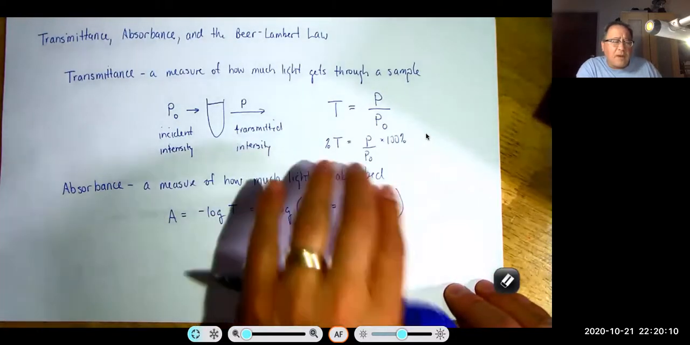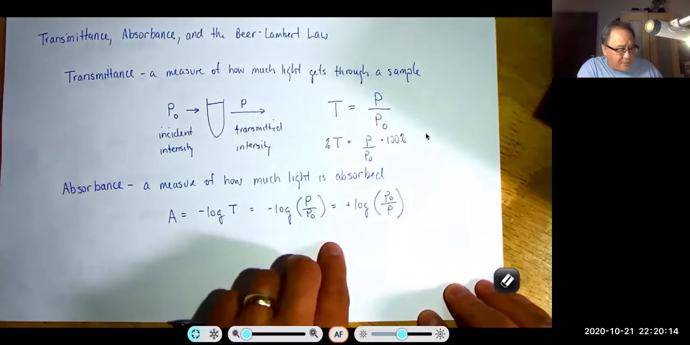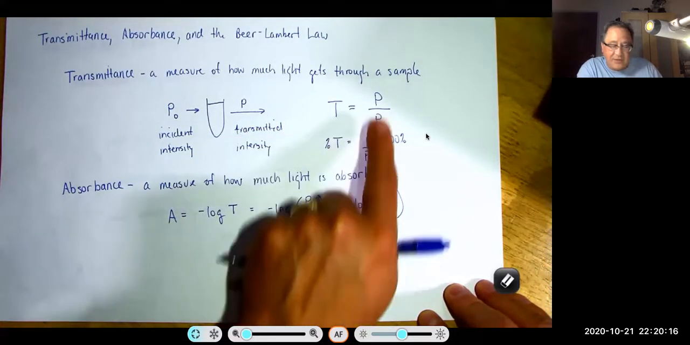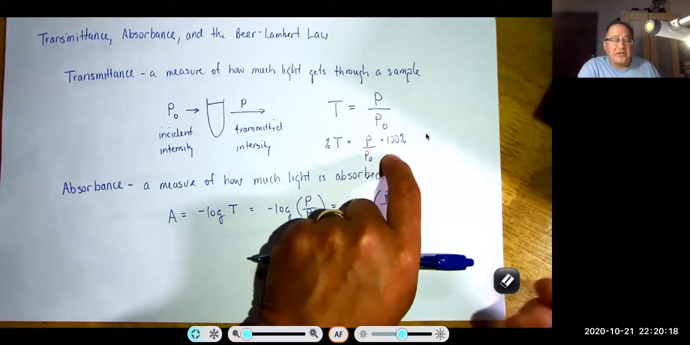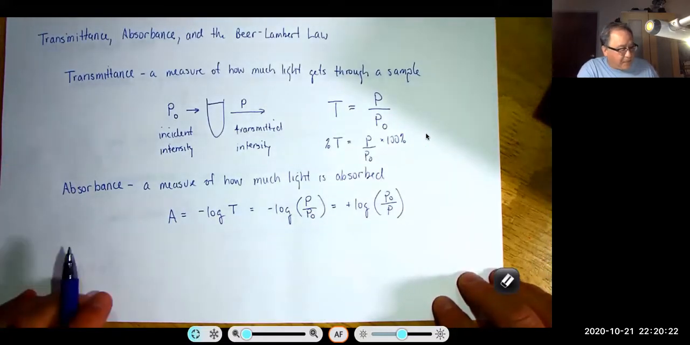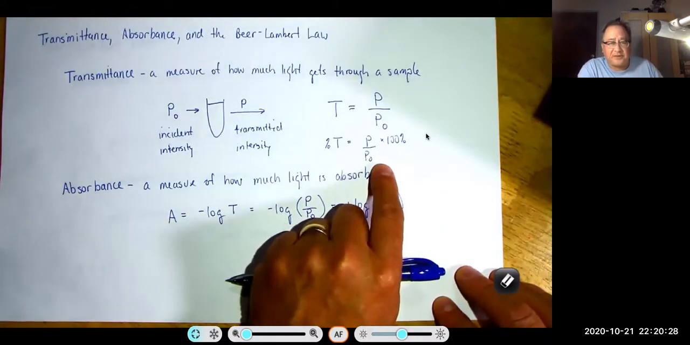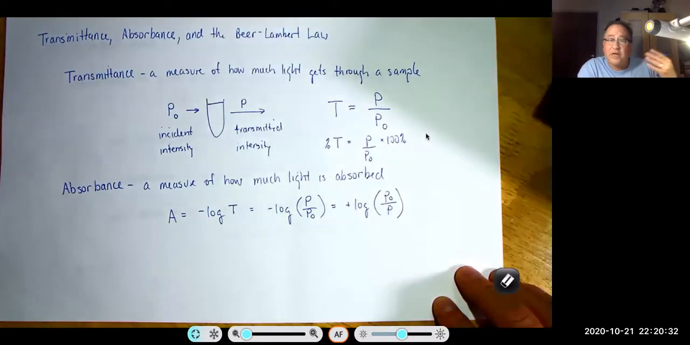People talk more about percent transmittance than they do transmittance. So to get percent transmittance, you take the transmittance and multiply by 100%, just like you do for any other thing to get percent. That means transmittance will range from 0% transmittance to 100% transmittance. 0% transmittance means no light gets through. 100% means all of it gets through.